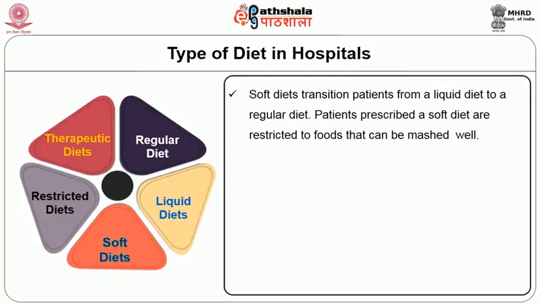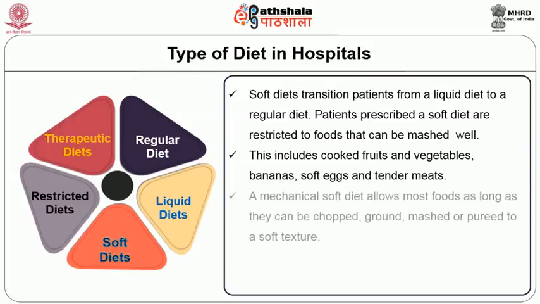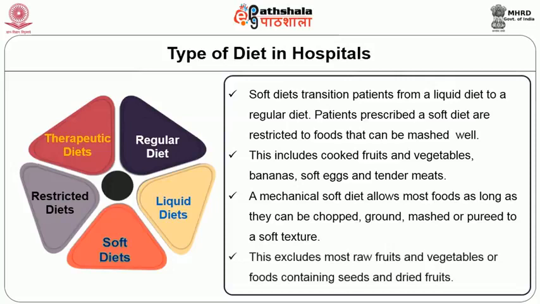Patients prescribed a soft diet are restricted to foods that can be mashed well, or double boiled. This includes cooked fruits and vegetables, bananas, soft eggs, double boiled rice and tender meats. A mechanically soft diet allows most foods as long as they can be chopped, ground, mashed or pureed to a soft texture. This includes most raw fruits and vegetables, or foods containing seeds and dry fruits, as it may enhance the fiber levels.